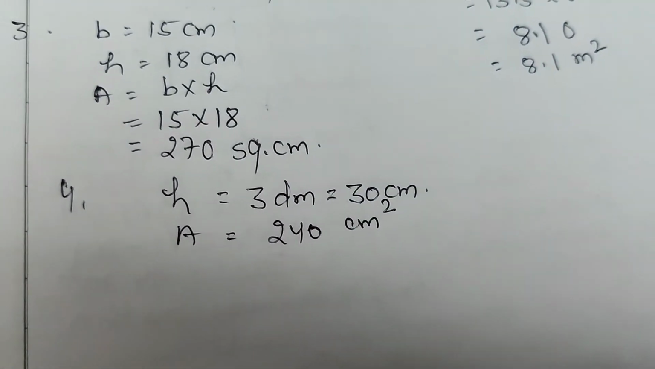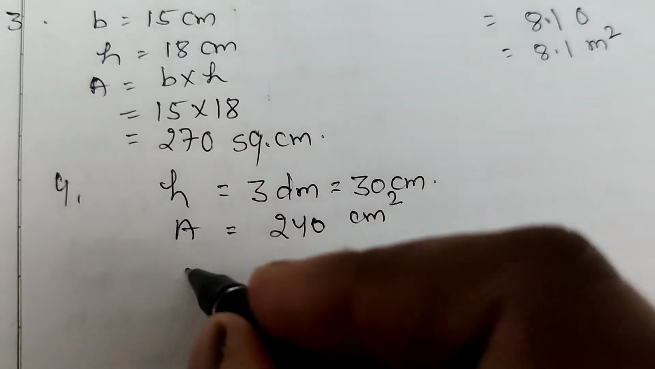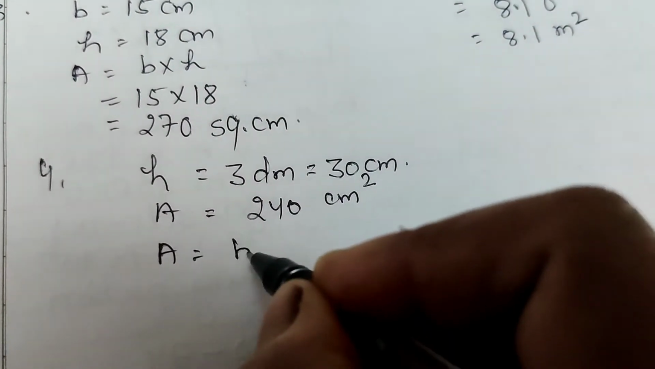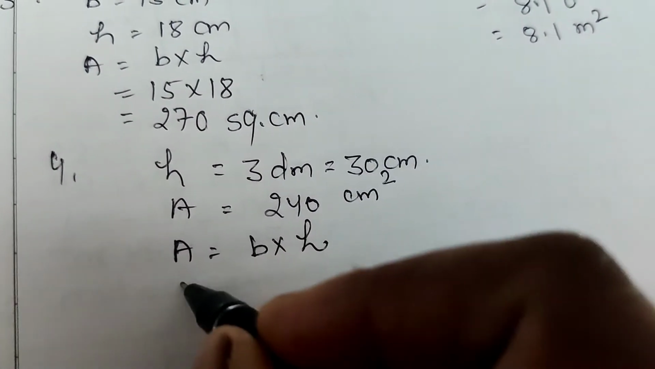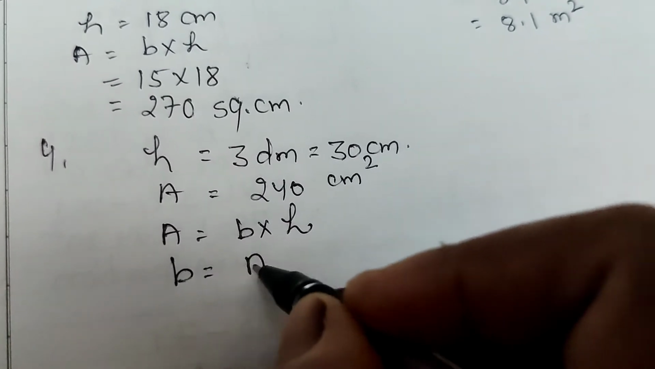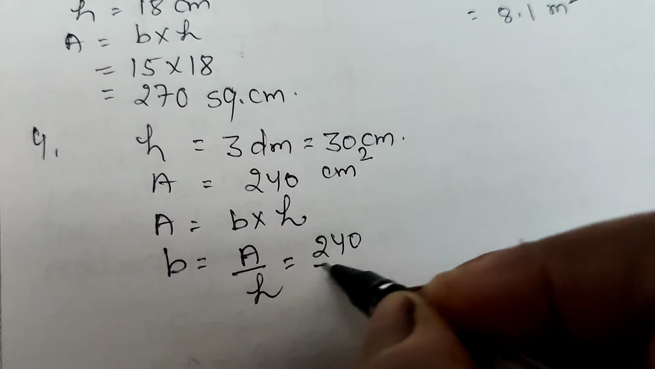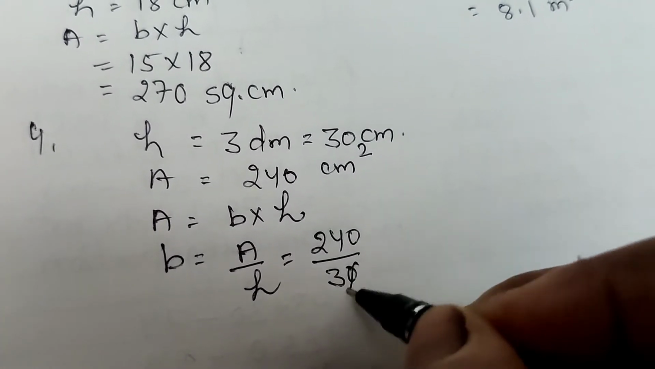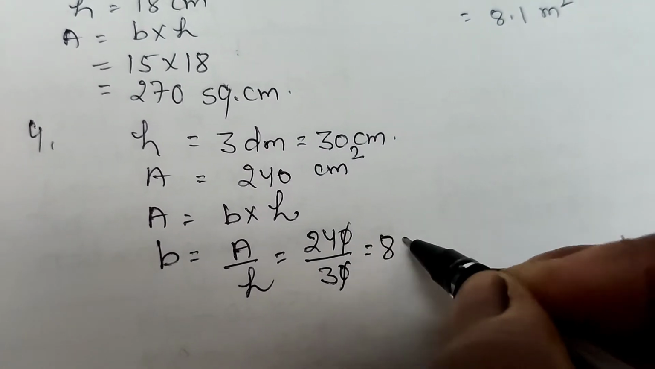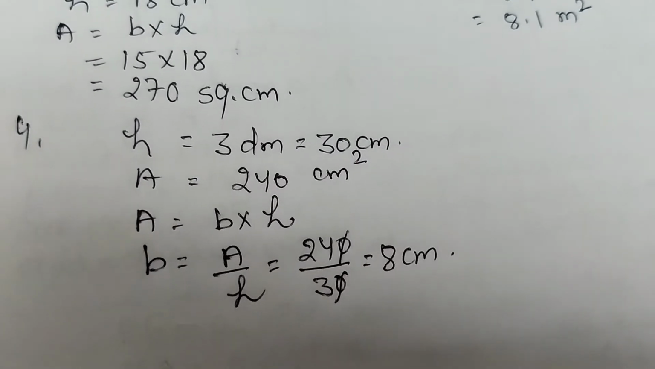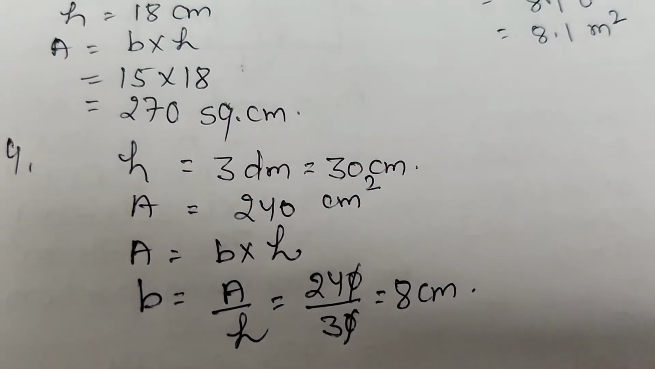Okay, and area is 240 centimeter square. Then the area equal to base into height. So you can write base equal to area divided by height. 240 by 30. 0 cancel. 3 8 24. It means 8 centimeter. Okay. Now question number 5.